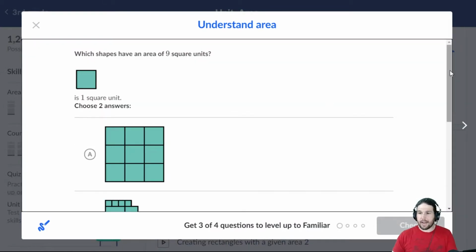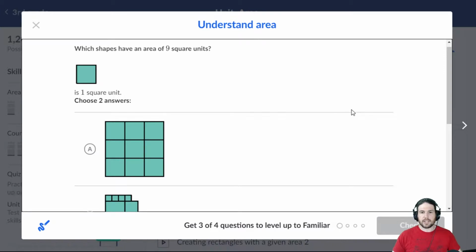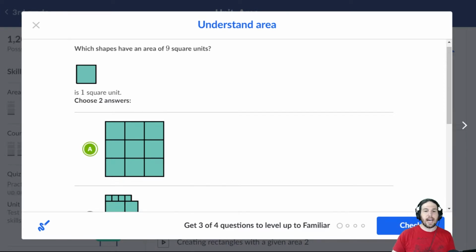Which shape has an area of 9 square units? So when you first learn about area, you learn about it in terms of here is 1 unit. Now, how many of them fit inside this shape? Obviously, it's going to get more complicated later when you have shapes that don't line up nice and neat. But for now, this looks like it is 9 square units all sort of put together.